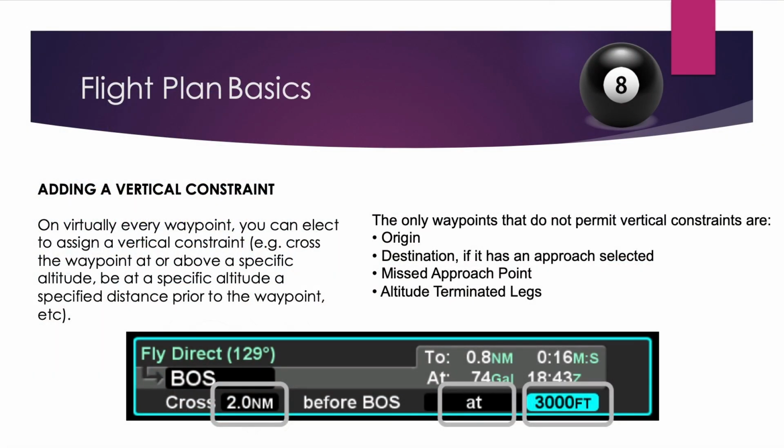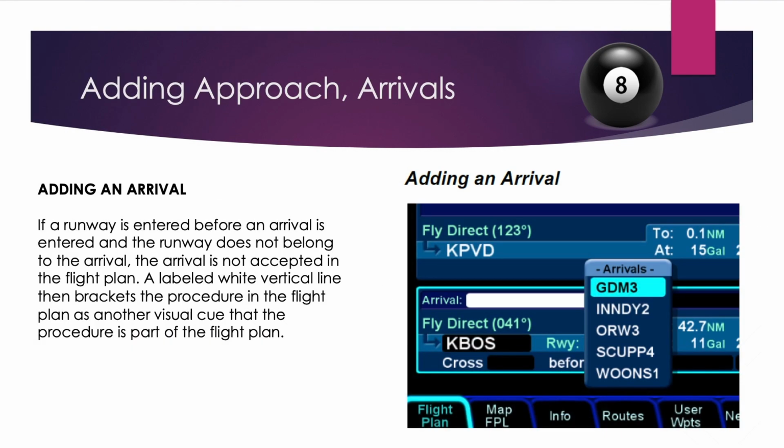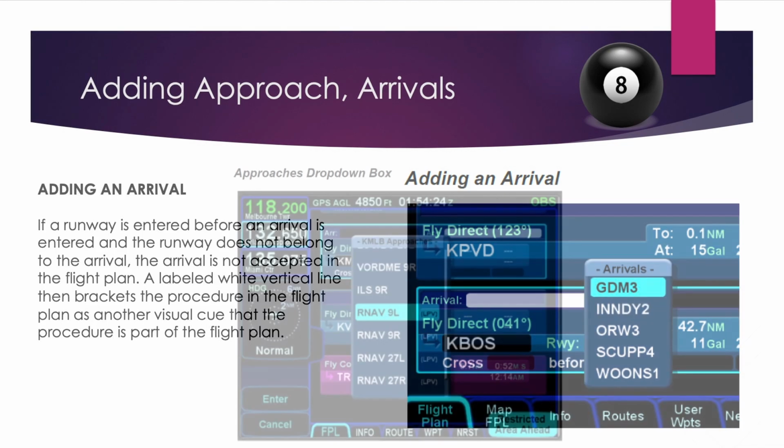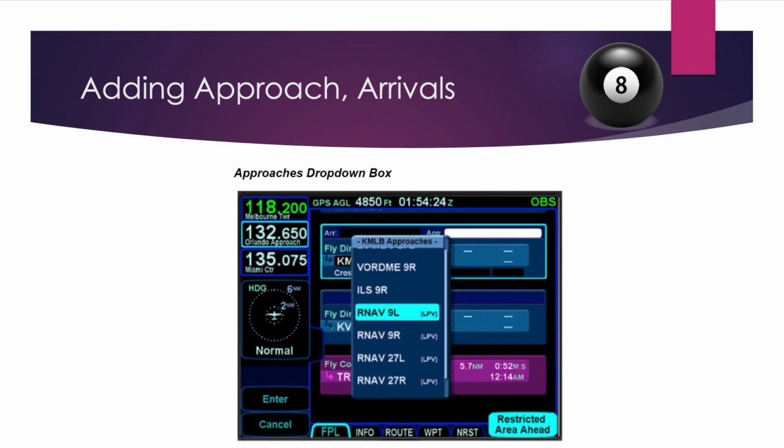This is what I was just talking about, the vertical constraint. And we did this, the arrival and the departure. Some minimums already built in, because I didn't put that in. And this is the approach.